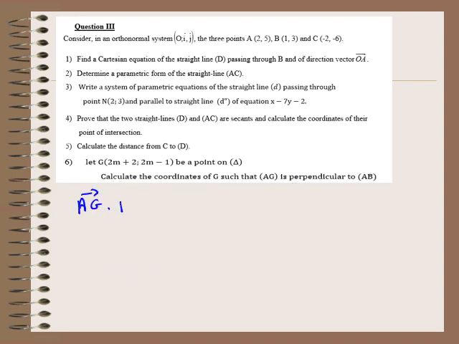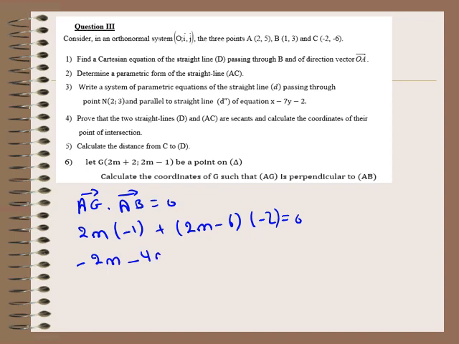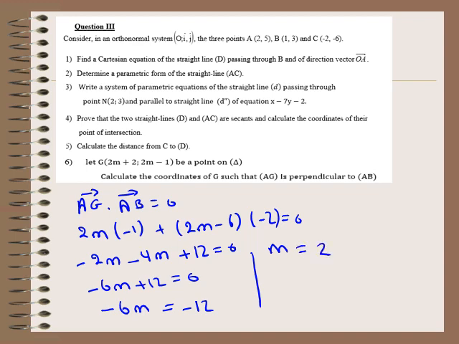AG dot AB equals 0. 2m times minus 1 plus (2m minus 6) times minus 2 equals 0. Minus 2m minus 4m plus 12 equals 0. Minus 6m plus 12 equals 0. Minus 6m equals minus 12. Thus, m is equal to 2.